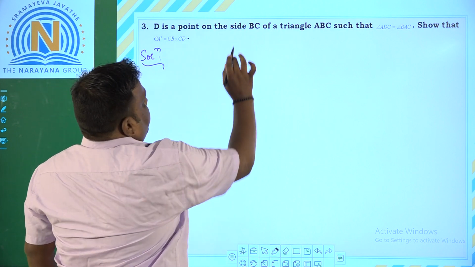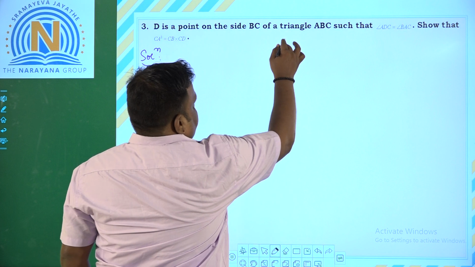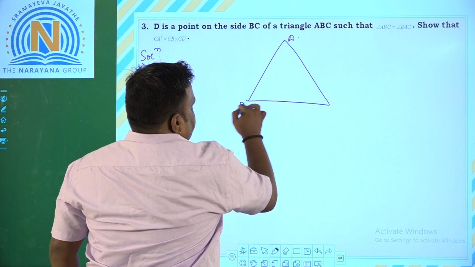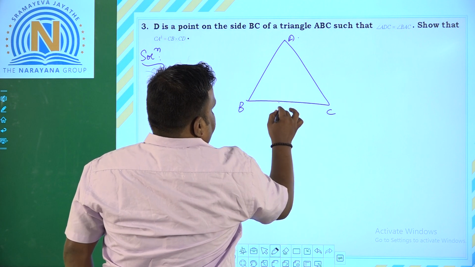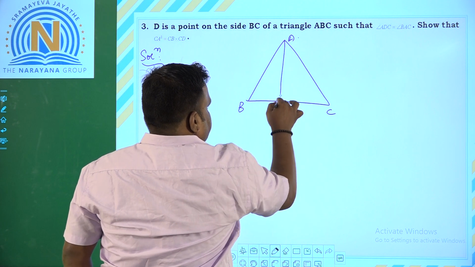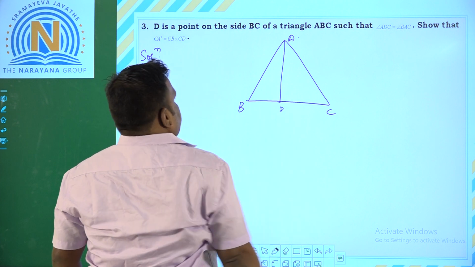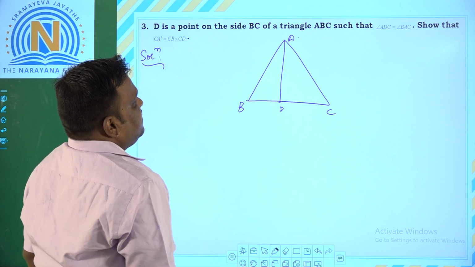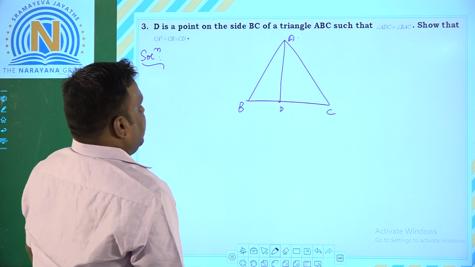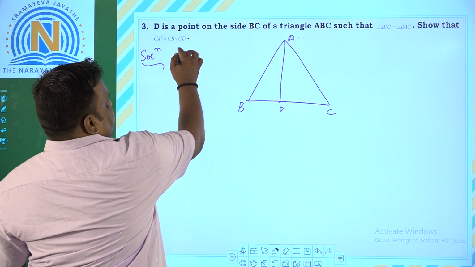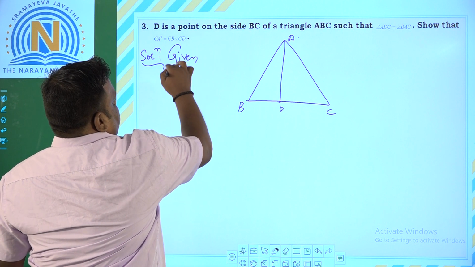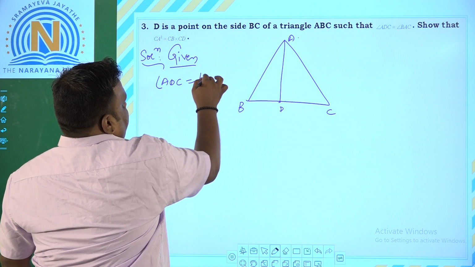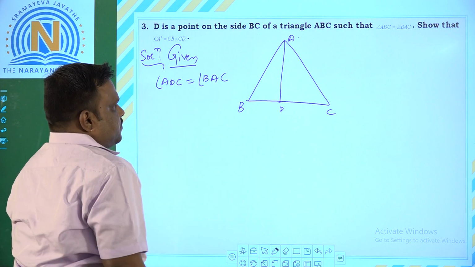Now D is a point on the side BC of a triangle ABC. So ABC is a triangle. Here is a point D. Join this. This is the point D. Now join this. Now after this, what is given for us? Angle ADC is equal to angle BAC. It is clearly given for us. The given part is angle ADC is equal to angle BAC.